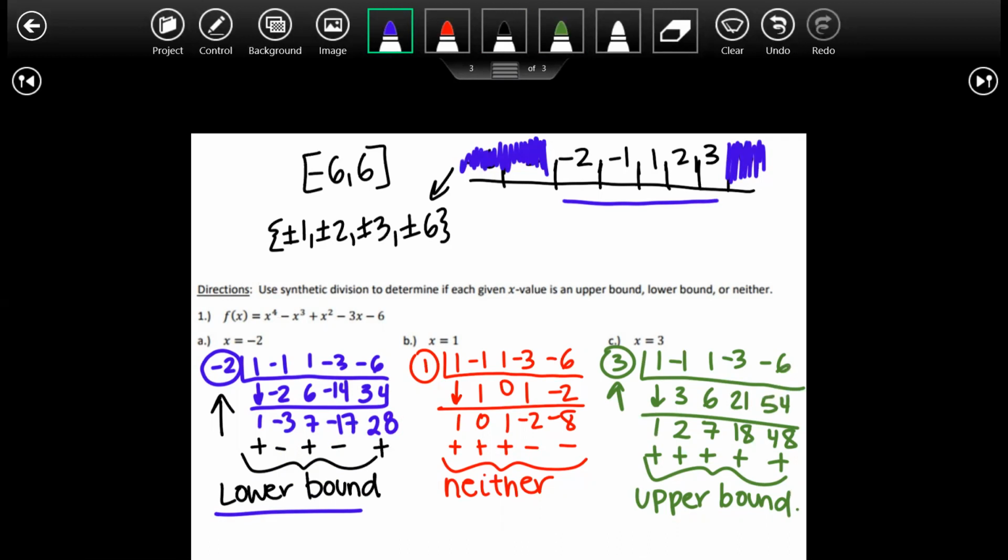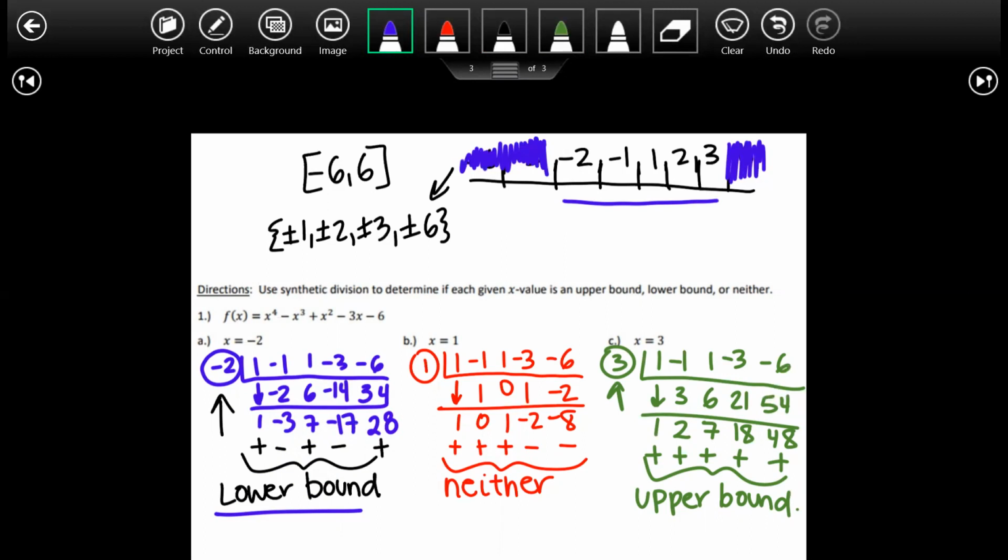So I'd give you something exactly like a problem like this. It'd probably be without these two and go, is -2 an upper bound, lower bound, or neither? You would do the work, find out they're alternating, and go, it's a lower bound. That's all you're going to do. You're going to circle it, probably multiple choice. That's all you're going to do.